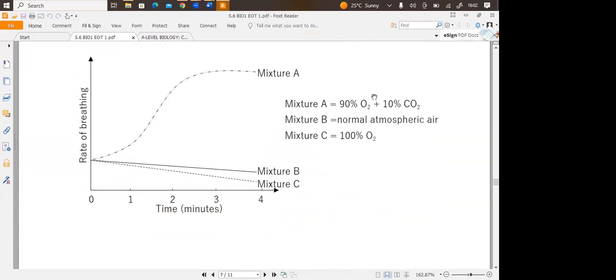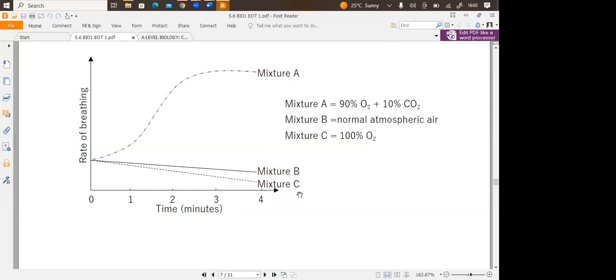So I will say that mixture A has 10% carbon dioxide concentration. Mixture B has 0.03% carbon dioxide concentration. And mixture C has 0% carbon dioxide concentration. Therefore, from mixture A to C, the concentration of carbon dioxide is decreasing. And from the graph, the rate of breathing decreases from A to C. I can give it that way.